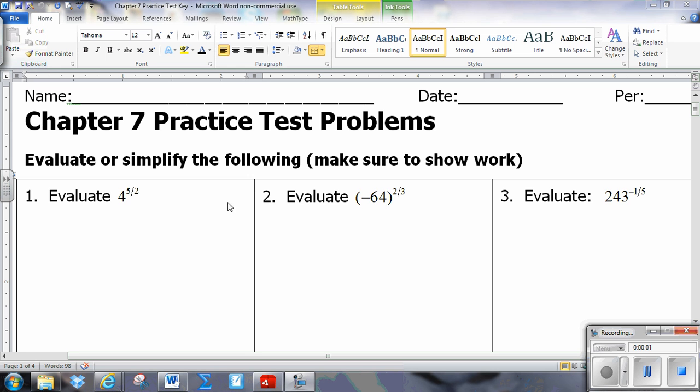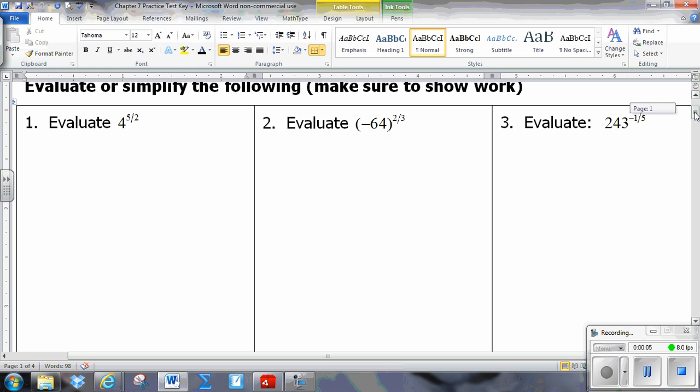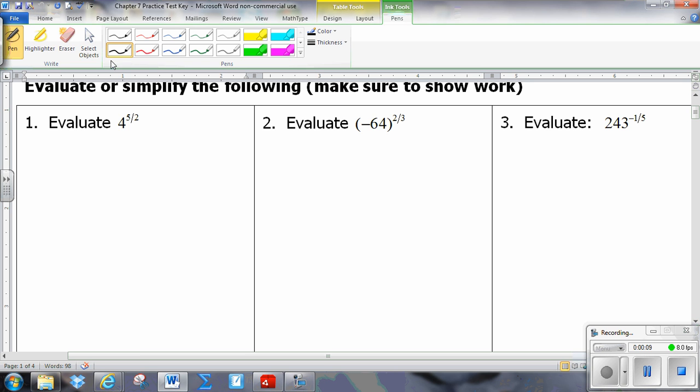Okay, so here's the key for the practice test that I said I'd have up. So here it is. Get my pen. Okay, so evaluating 4 to the 5 halves power. I'm going to go through these kind of fast.